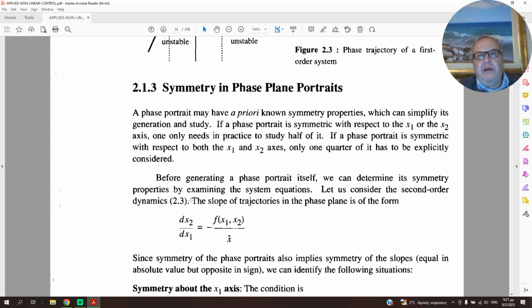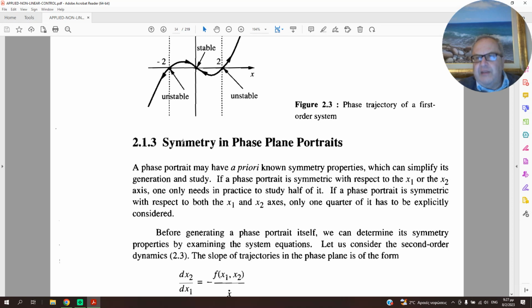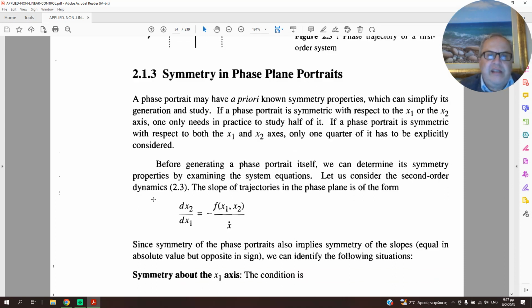Symmetry in phase plane portraits. We will examine the stability later, not now. A phase portrait may have a priori known symmetry properties which can simplify its generation and study. If a phase portrait is symmetric with respect to the x1 or x2 axis, one only needs in practice to study half of it. If a phase portrait is symmetric with respect to both the x1 and x2 axis, only 1/4 of it has to be explicitly considered.